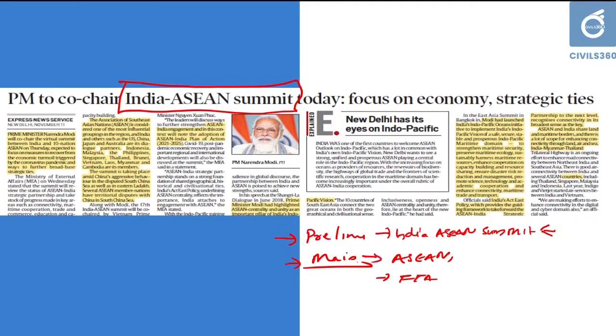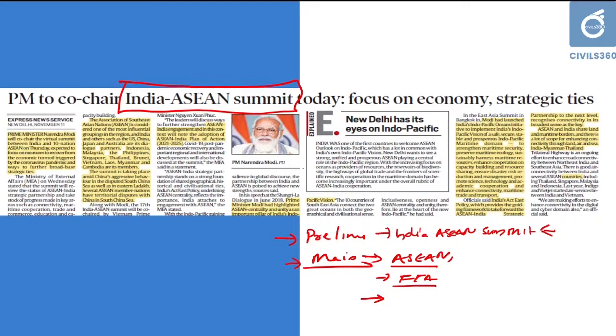Here for mains, you focus on ASEAN, the free trade agreement and related issues. We have several economic issues between India and ASEAN. We are proposing a free trade agreement, but still it is in the pipeline. It is said to become a success. So go through these ideas and get an idea.